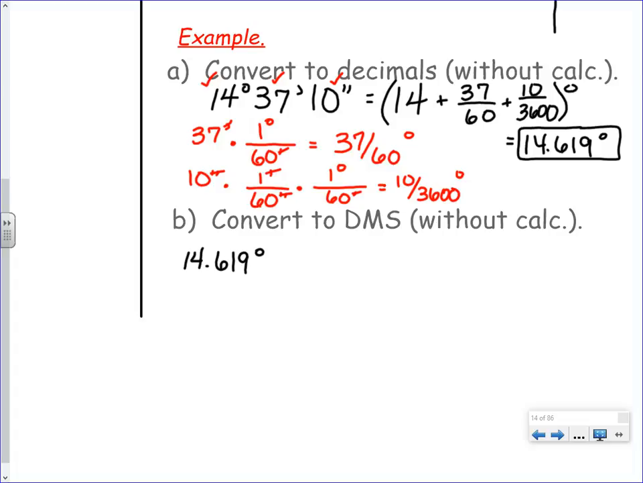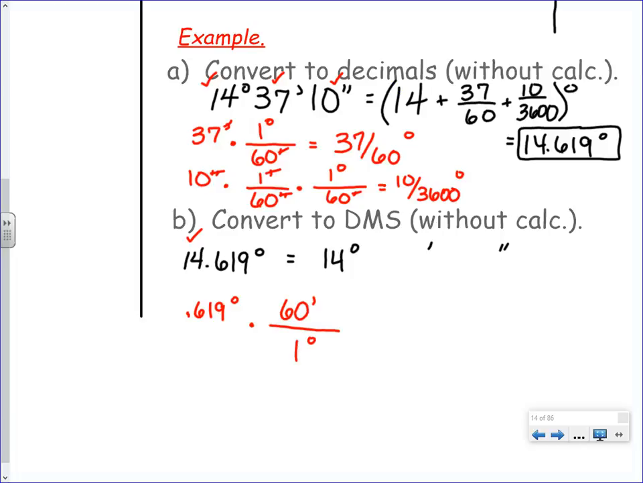I think I know the answer. Who do I want to keep? He's fine. Okay, the 14 degrees is fine, because he's a whole thing. I need to figure out the minutes, and I need to figure out the seconds. Alright, so hold on. I dealt with the 14. Who's left? Good. 0.619 degrees. Build a bridge. How do I get rid of degrees? Now I put the minutes up top and the degrees down bottom, right?